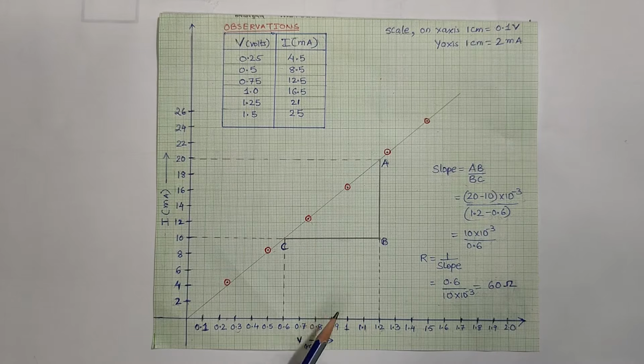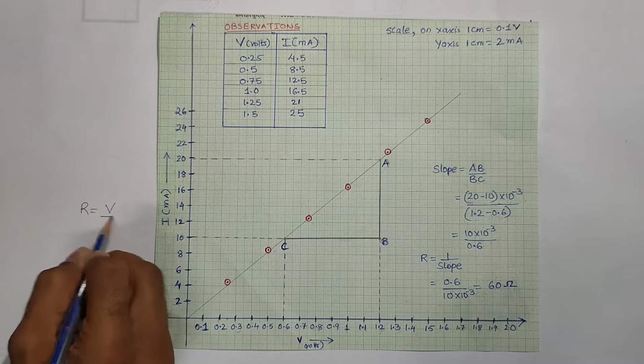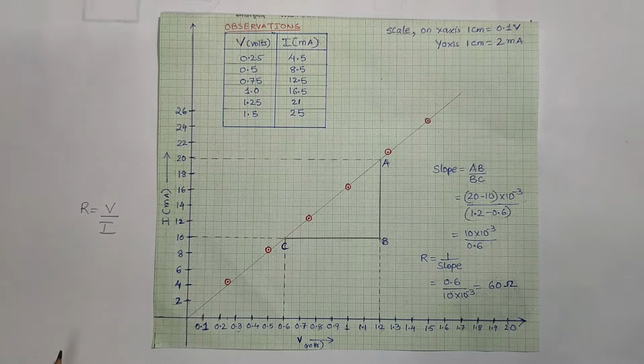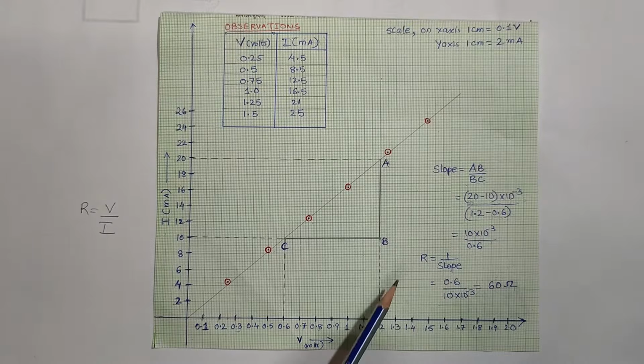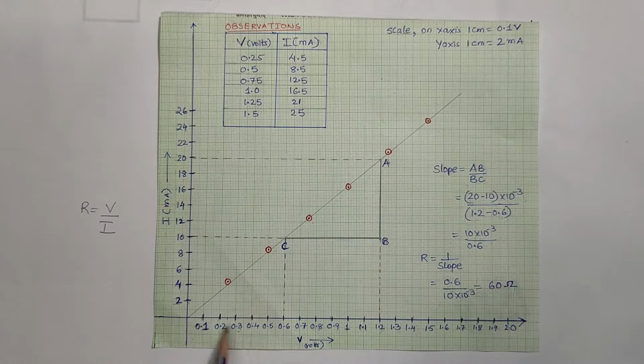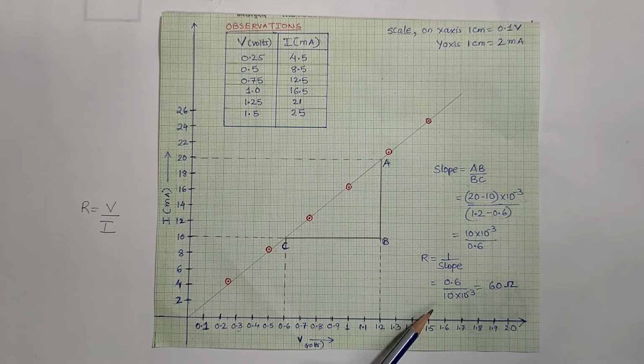Now the formula for resistance is R is equal to V upon I. So here, if I take 1 upon the slope value, I will get the resistance value of the given conductor from the graph. So 1 upon slope comes out to be 0.6 upon 10 into 10 raised to minus 3, which is equal to 60 ohms. That means the resistance of the given conductor is 60 ohms.